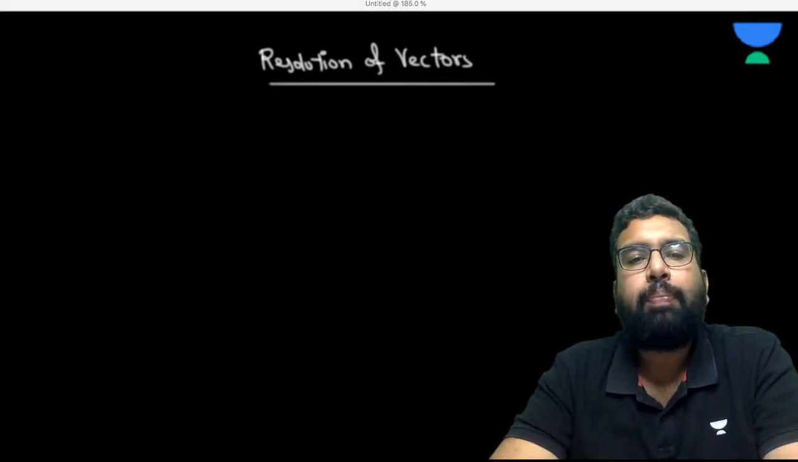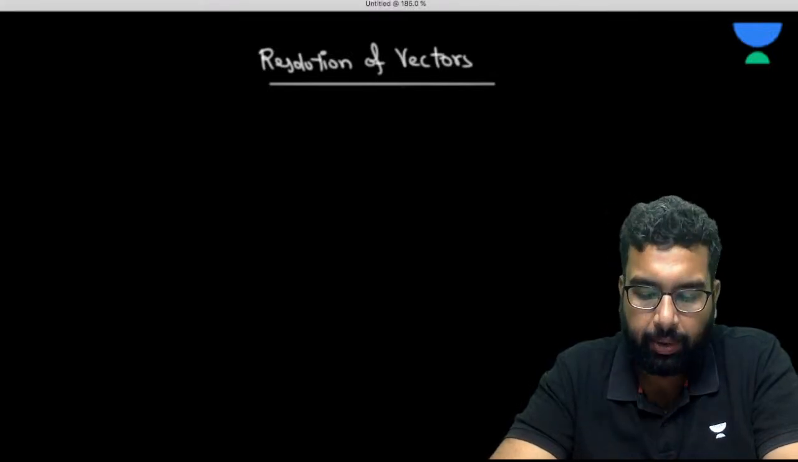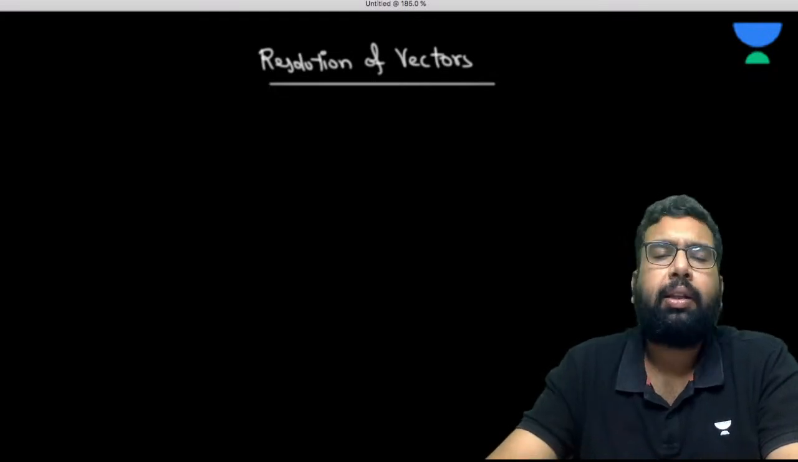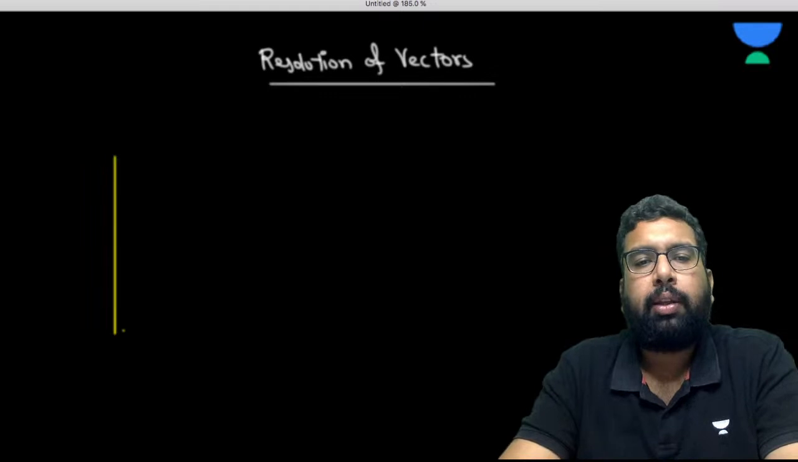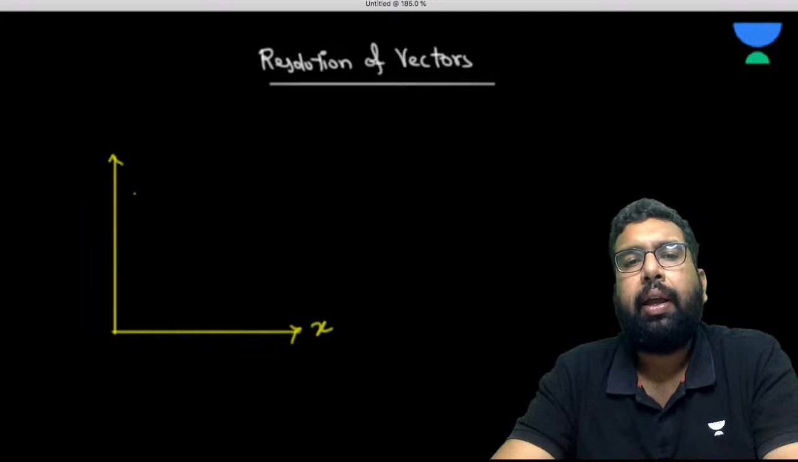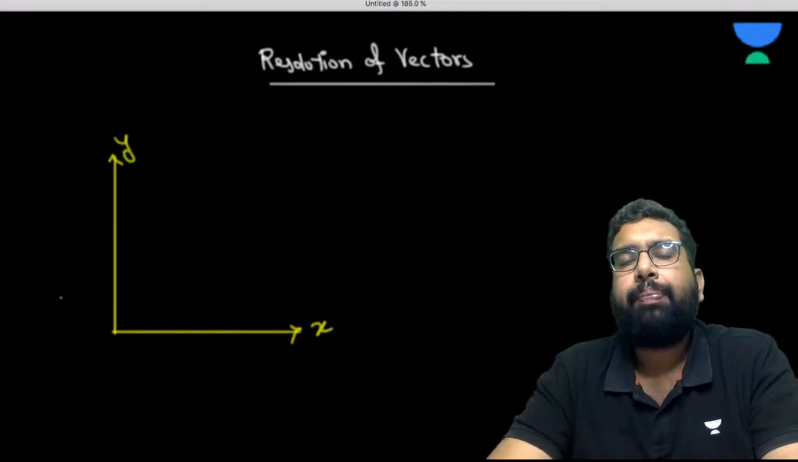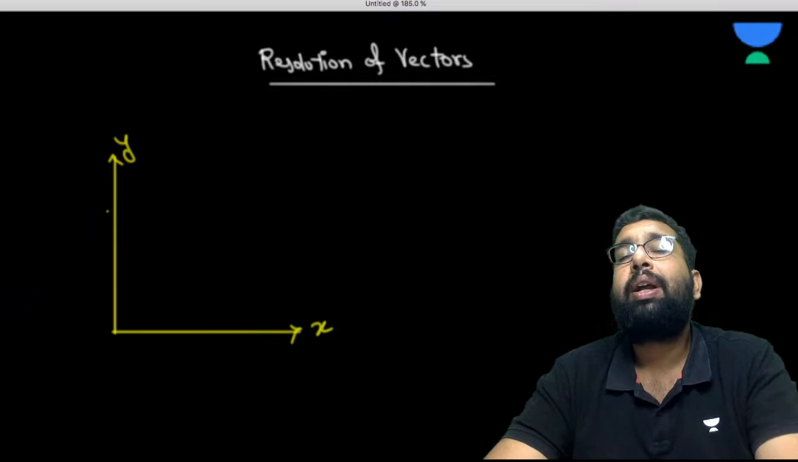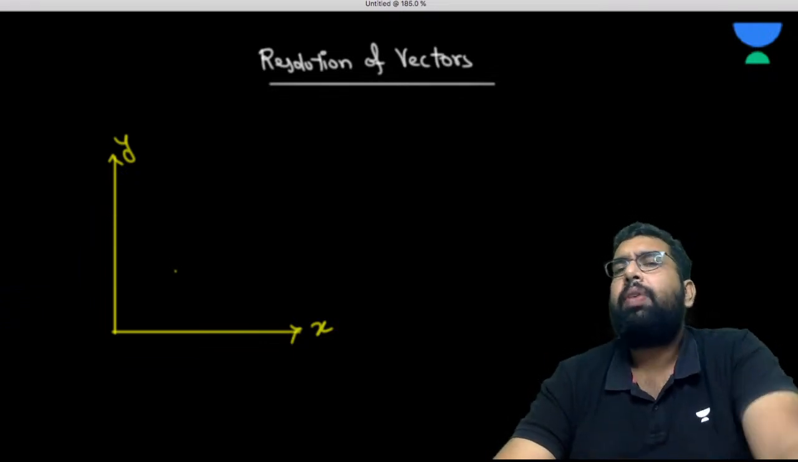So basically, what is the meaning of resolution of vector? It simply means that we are trying to find the components of something in two mutually perpendicular directions. Let's suppose this is x, this is y, this is the general way. Now we have seen that vectors are given by magnitude and direction. So for vectors, direction is very important, magnitude is very important.